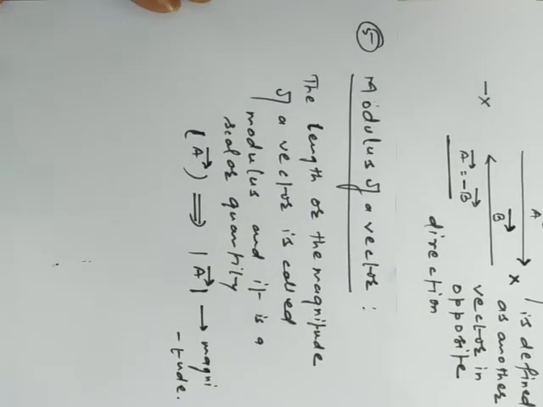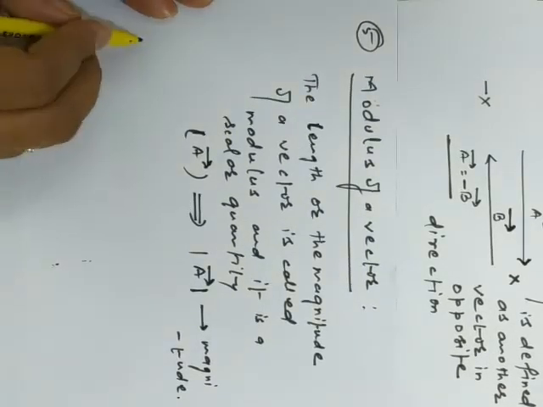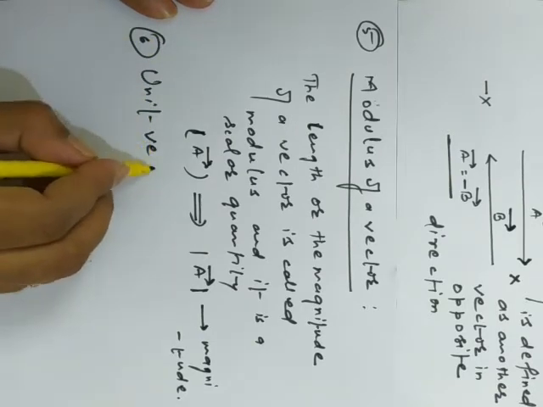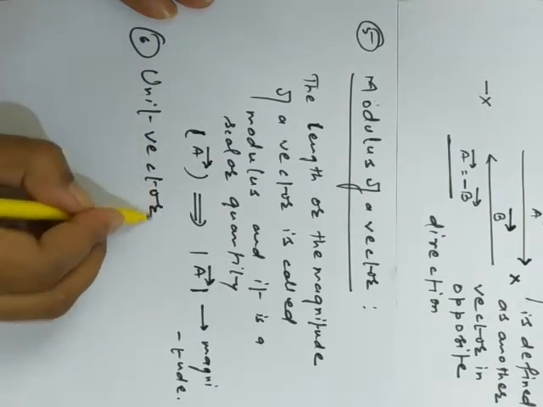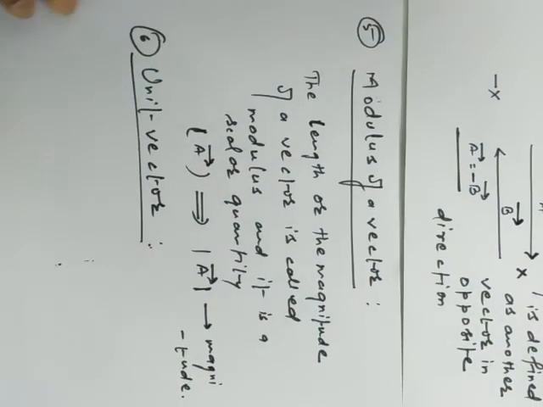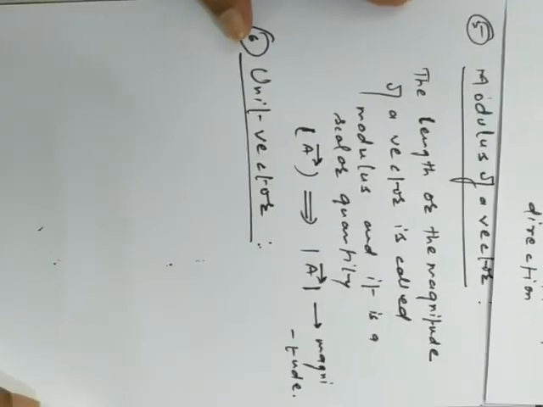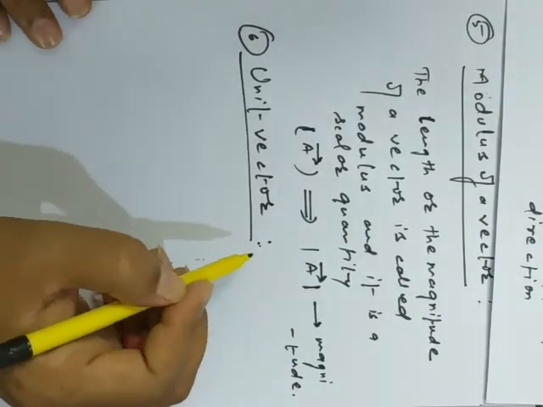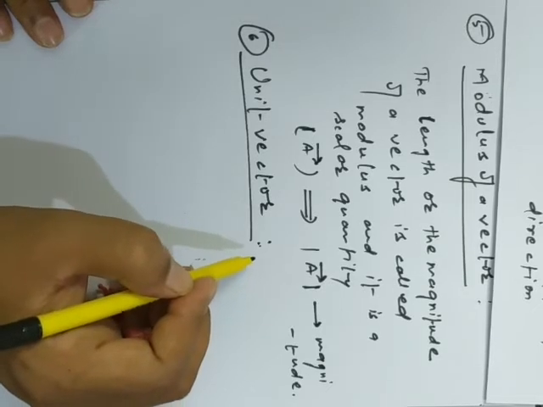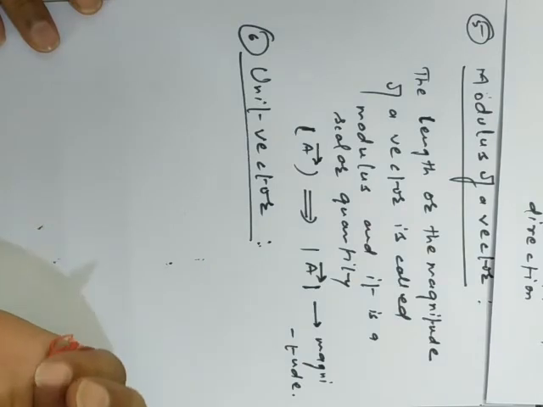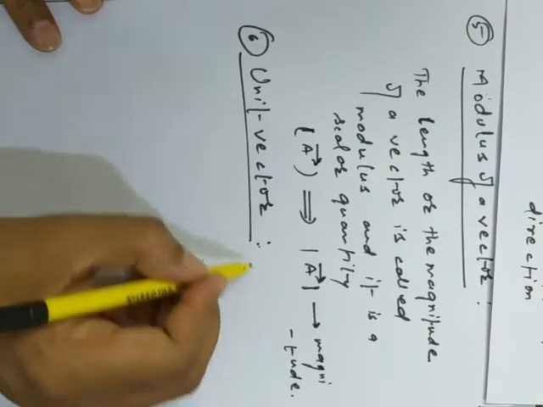Okay, now we will discuss another term, that is called the unit vector. It is an important part. Simply, it is a type of vector which has unit magnitude and always acts along the direction of the given vector. Or we can say that it gives the direction of a given vector.